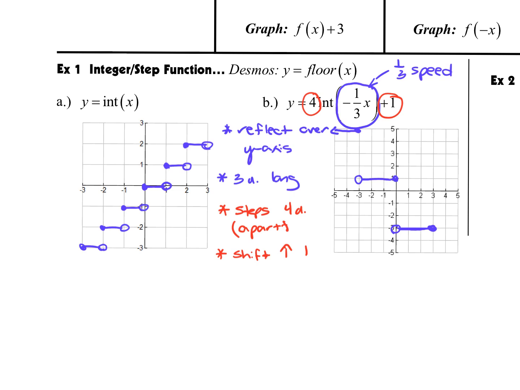Okay, now we are going to do a lot more with this in class, but for right now, I just want you to recognize that this is what the basic integer step function should look like. I want you to understand how this 1/3 impacts the length, how this negative impacts the reflection, how the 4 impacts the spacing, and how the 1 causes the first one to shift up from where it began. So those are the most important pieces of this example.